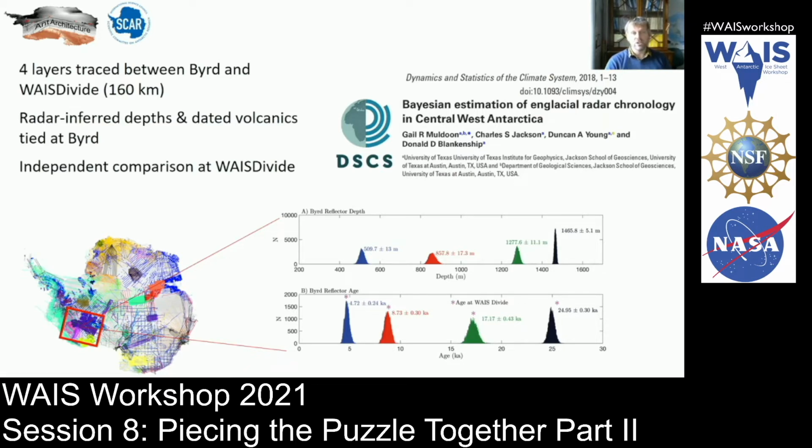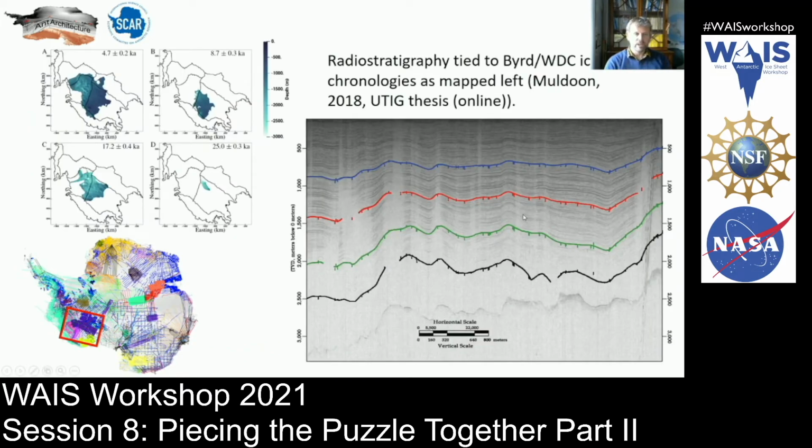And from that, they actually inferred ages of these 4 internal layers that track across quite a lot of the West Antarctic ice sheet. You can see here in the top left the spatial distribution of those 4 layers traced or dated, I suppose, to around 5,000 years ago, 9,000 years ago, 17,000 years ago and 25,000 years ago across the areas over which those layers could be traced through Thwaites and the Siple Coast ice streams.